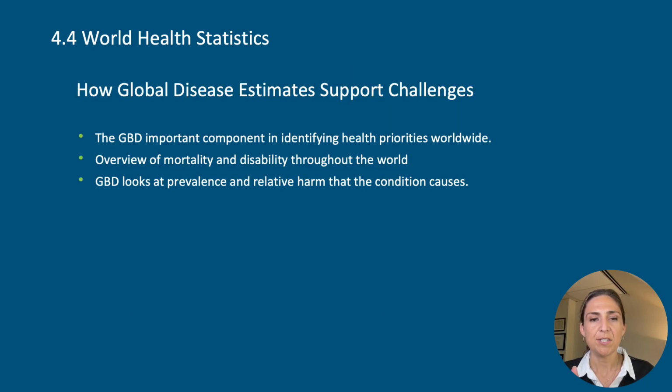So now we're going to be talking about how global disease estimates support challenges. This is important. It's a very particular component of looking at health priorities worldwide, and it looks at all of the mortality and disability throughout the world, specifically the prevalence and relative harm that certain conditions cause.